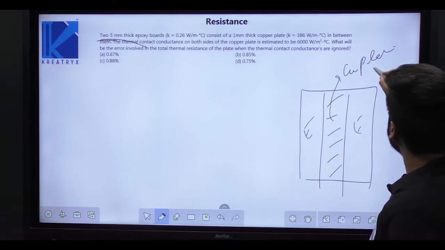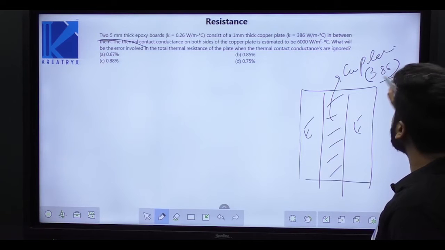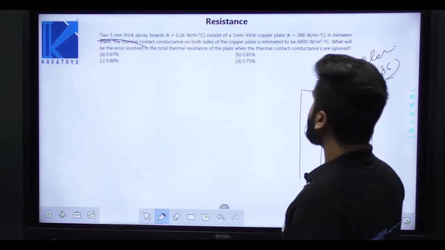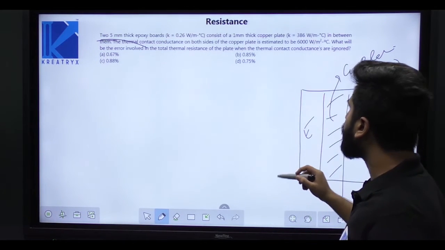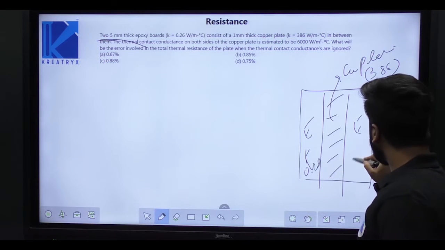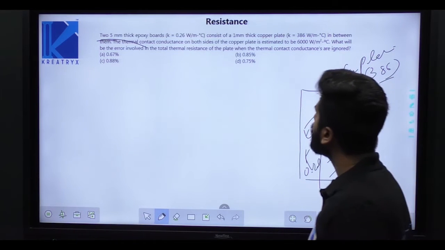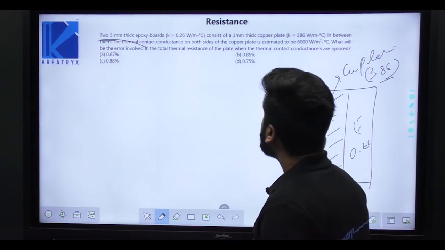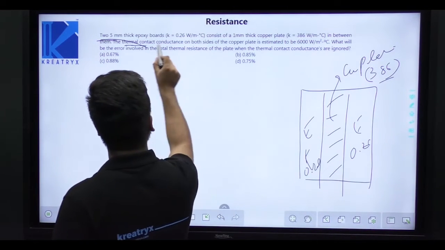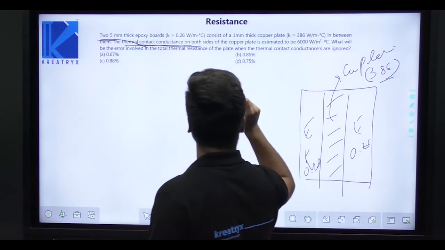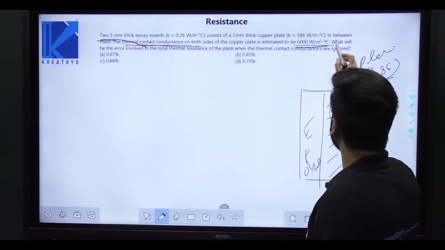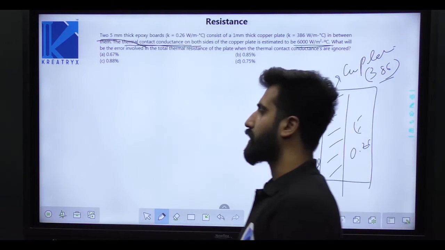Thermal conductivity is given as 386, just writing the numerical value, 386 watt per meter degree Celsius, and the thermal conductivity of epoxy is K equal to 0.26 watt per meter degree Celsius. Okay, the thermal contact conductance on both sides of the copper plate is estimated to be 6000 watt per meter square degree Celsius. Okay.